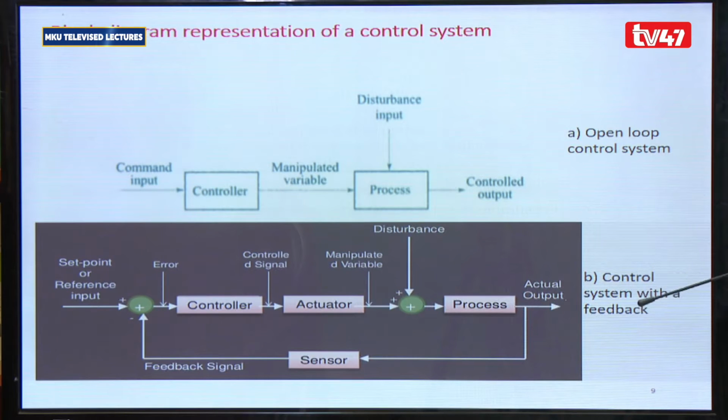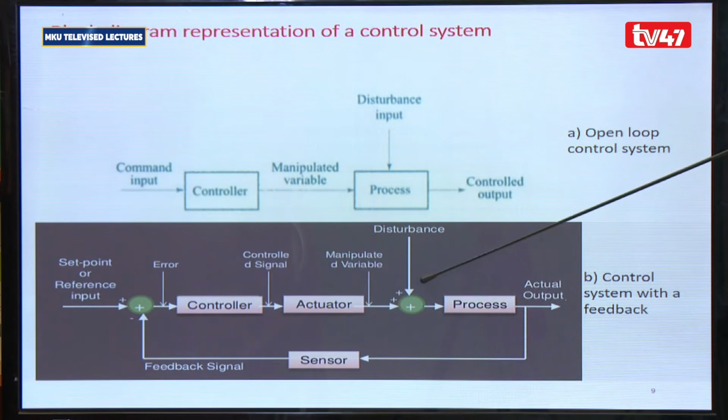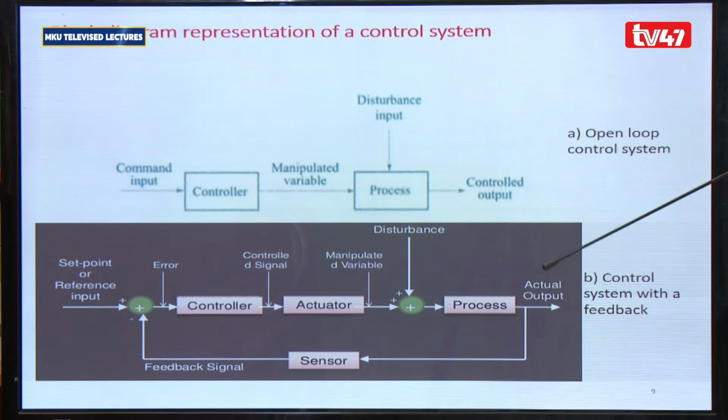Then we have a control system with a feedback. Now this is where the feedback is necessary. Because remember here there's a disturbance which will definitely interfere with the process. Okay? So when we don't rectify these, this error will continue going to the output and we will definitely get a distorted output.